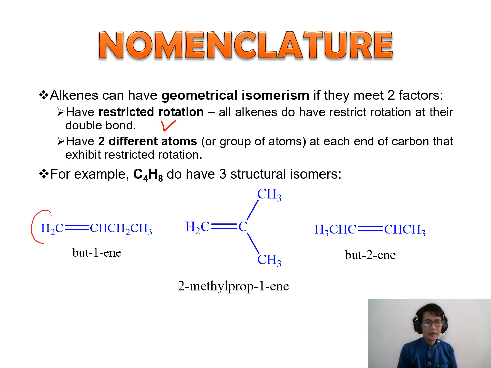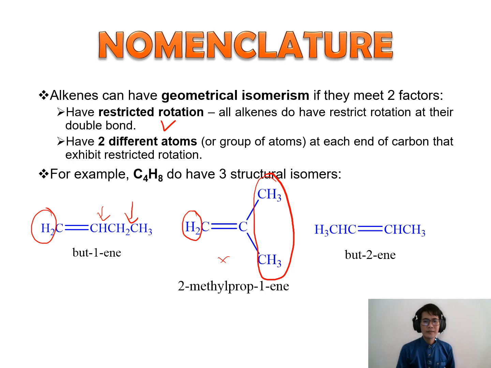at this end we have two hydrogen. Kat sini boleh, we have hydrogen and also ethyl. Boleh. Okay, kat sini boleh. Tapi kat sini bermasalah. Two hydrogen. Two metal prop 1-in. Lagi teruk. Because both side ada kumpulan yang sama. Sini dua-dua hydrogen. Sini dua-dua metal group. So, memang sangat-sangat tak boleh nak jadi geometrical isomerism.